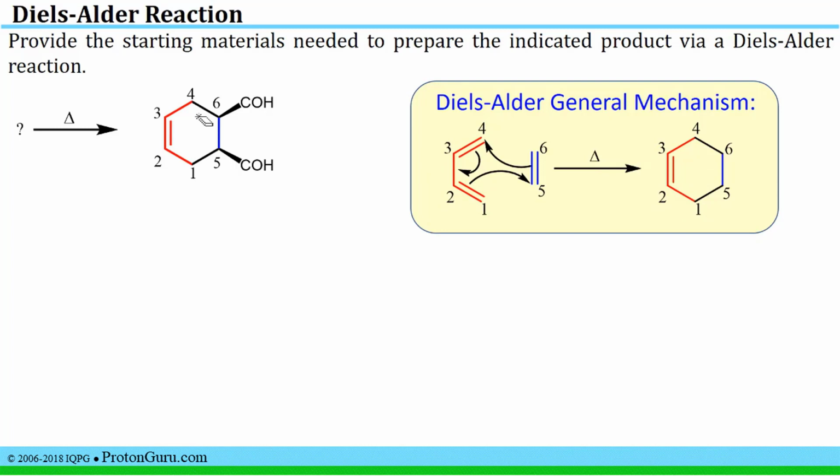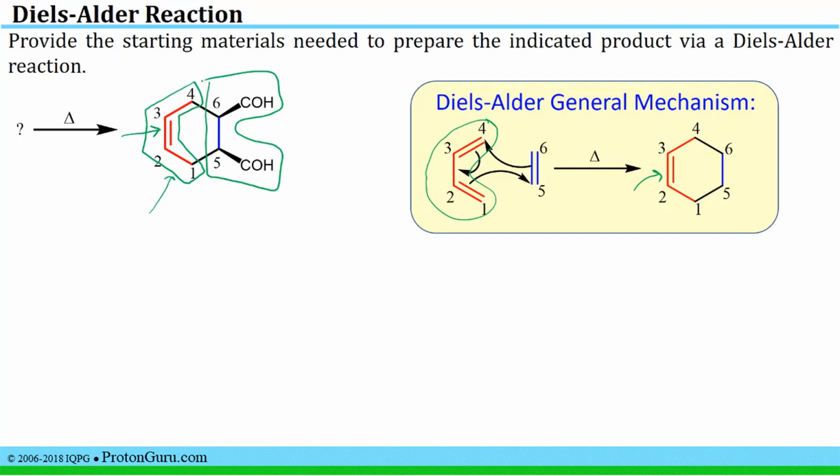So if you can identify that piece in the target and say, well, this is the double bond that I have, and in my simplest general mechanism I know that that double bond is between carbons 3 and 2, which came from the diene, then I already can pick out which carbons came from the diene. And then the dienophile must be the other piece.